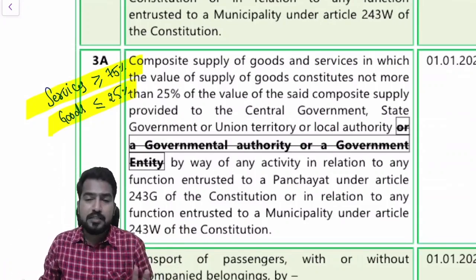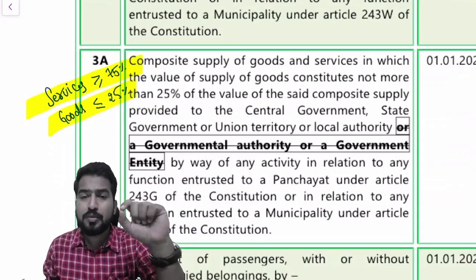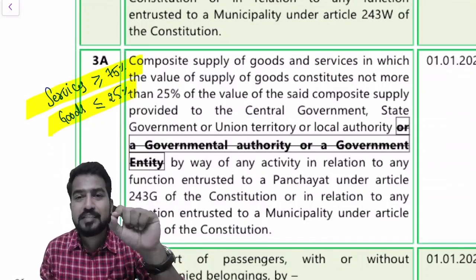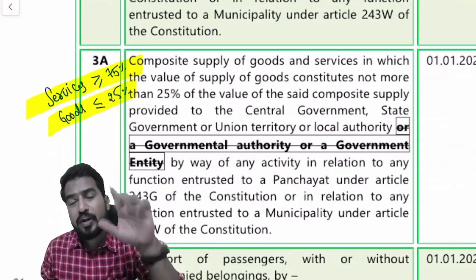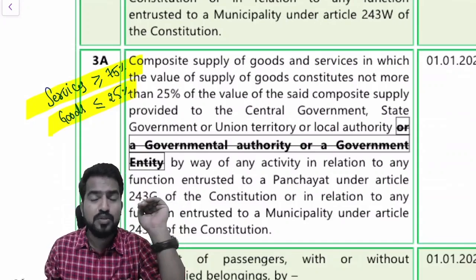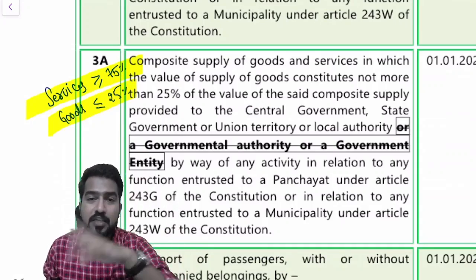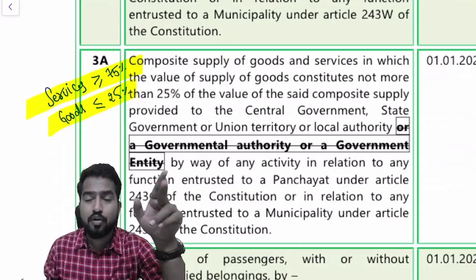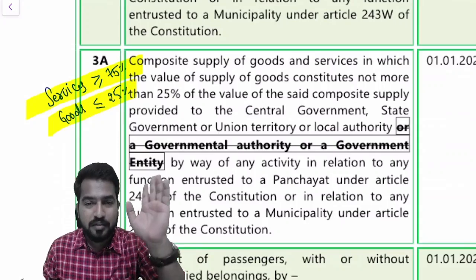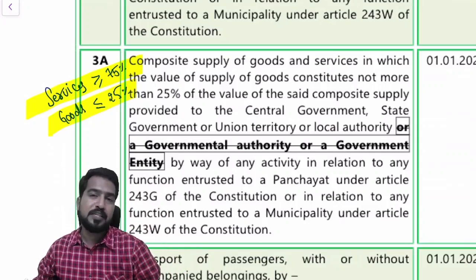So in both the cases, earlier the exemption was available if it was provided to a governmental authority or a government entity. Now that exemption has been withdrawn. So it is taxable now if the private players are providing these pure services or composite supply, where there is a mix of services and goods and the goods value should not exceed 25% of the total value of supply. If these are provided to a governmental authority or government entity now, then it is very much taxable. That is the amendment. Clear? So that is the entry number 3 and 3A amendments, my dear friends.